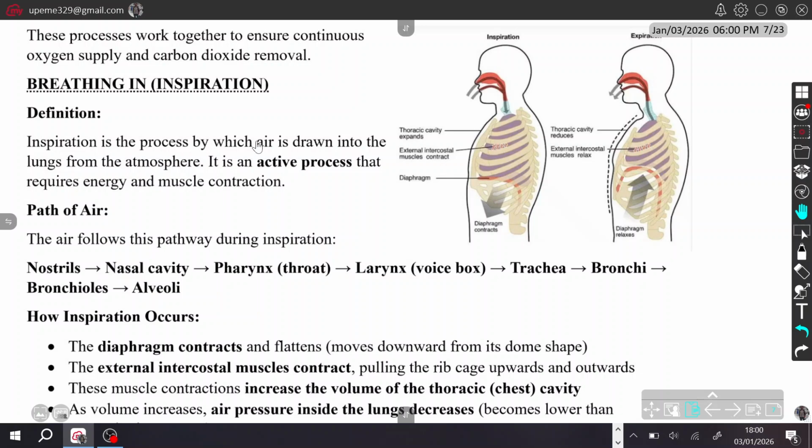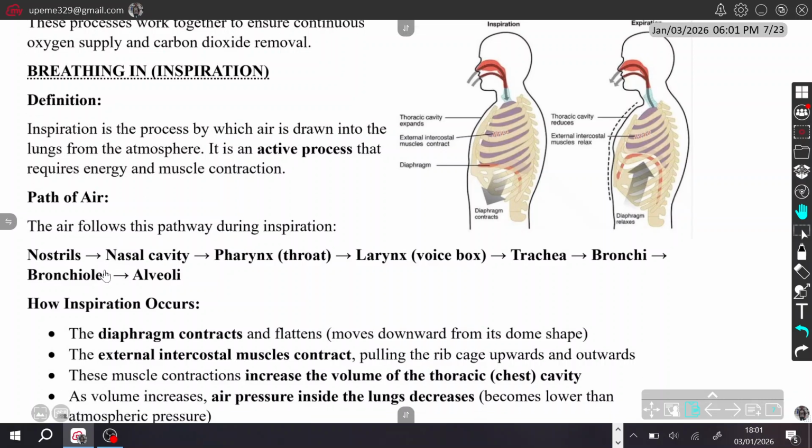Inspiration is the process by which air is drawn into the lungs from the atmosphere. It is an active process that requires energy and muscle contraction. So it is an active process, meaning it doesn't happen passively, it is active. Okay, so now, how does air move? Path of air during breathing in.